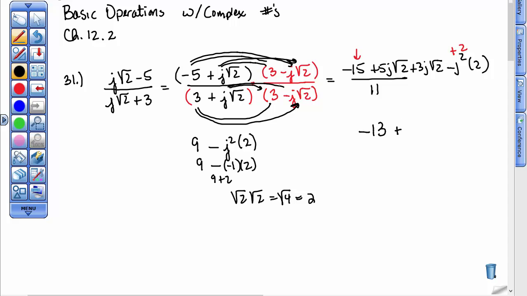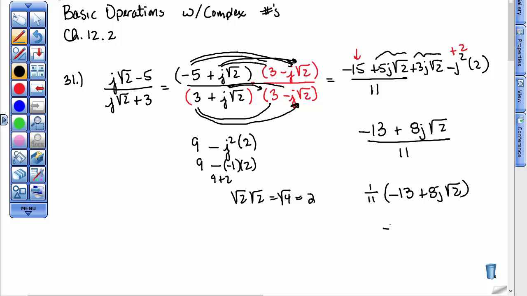And then this 5j times the square root of 2 and this 3j times the square root of 2 adds up to be 8j times the square root of 2. And all of that is over 11. Our author might write that as 1 over 11 times a -13 plus 8j times the square root of 2. Or the author might write it as a -13 over 11 plus 8j square root of 2 over 11.